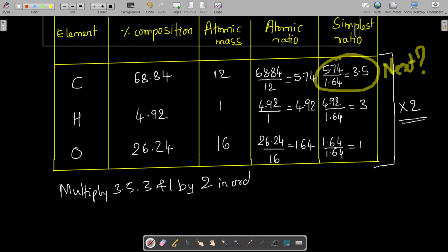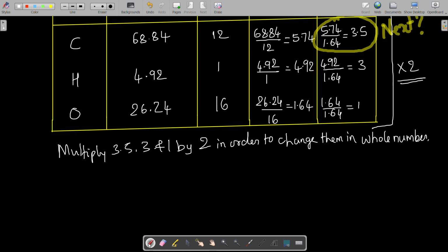In order to change them into whole numbers, this is what you have to do. Why can't we just multiply 3.5? If you do that, then the percentage you will not get correct. So you have to multiply the whole thing, not only one number. When you do this, what will you get? The ratio between carbon, hydrogen, oxygen: 3.5 into 2 means 7, 3 into 2 is 6, 1 into 2 is 2.